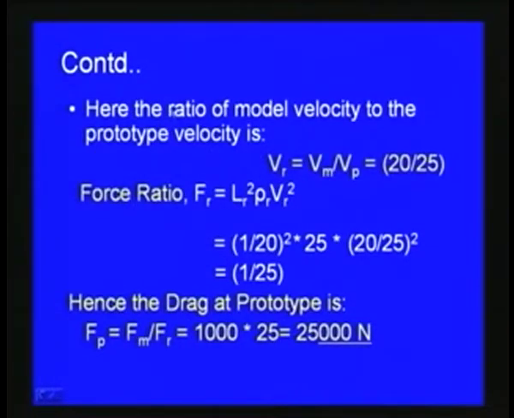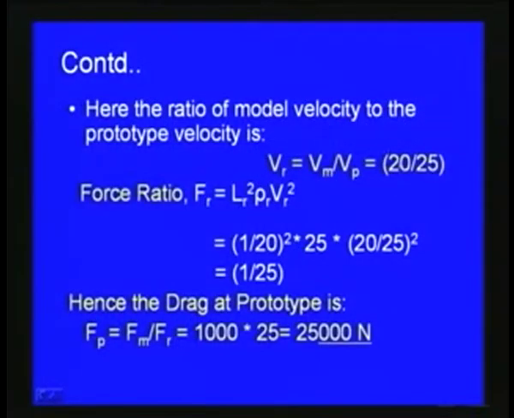Now the ratio of the model velocity to the prototype velocity is Vr is equal to Vm by Vp. That we can get as 20/25. And for the force ratio, as we have seen, we have to consider drag force here. So, force ratio is equal to Lr square rho r Vr square. The length ratio is considered as 1/20, so 1/20 square, rho r is 25, Vr is 20/25, so 20/25 square. This we can get as 1/25. So, the force ratio with respect to the model and prototype comes to 1/25.